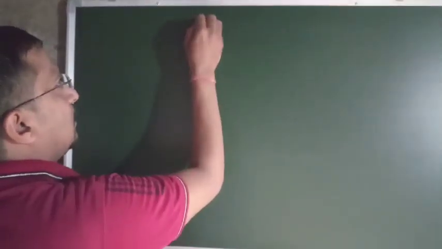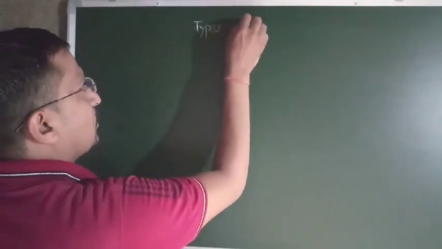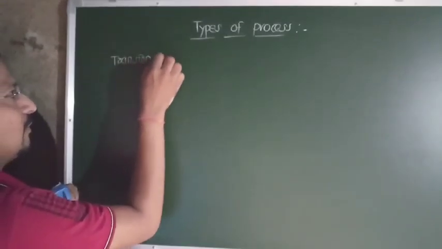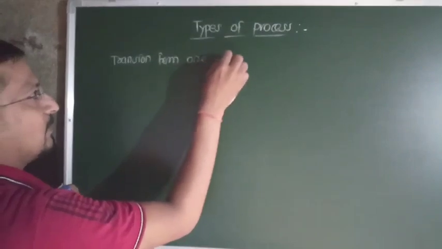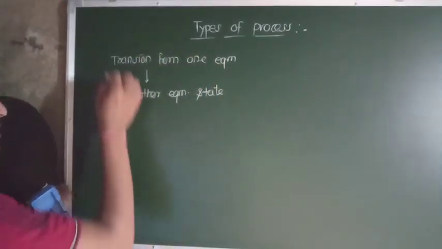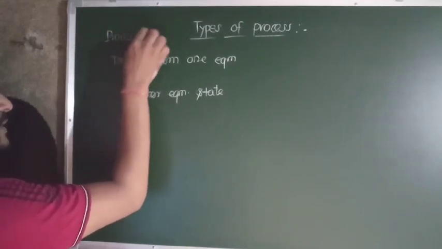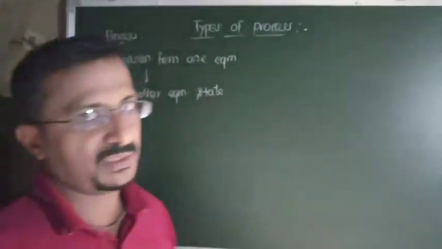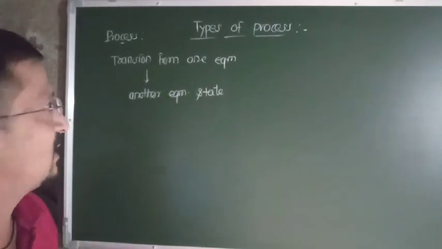Now the next very important point is the types of process. Now, what does process mean? Process means transition from one equilibrium state to another equilibrium state. This transition is called a process. So a process is simply defined as a transition of the system from one equilibrium state to another equilibrium state. That path is nothing but the process.